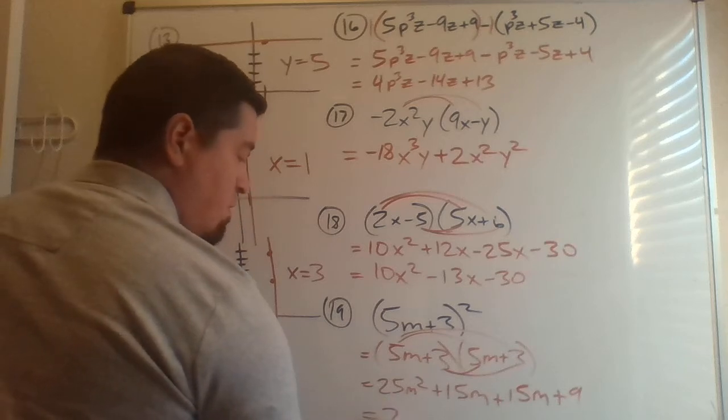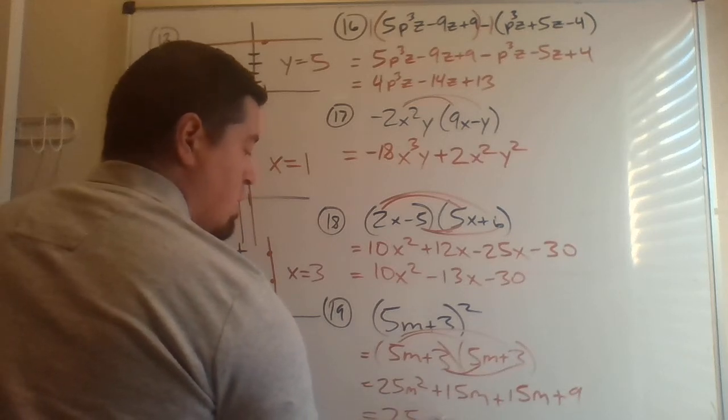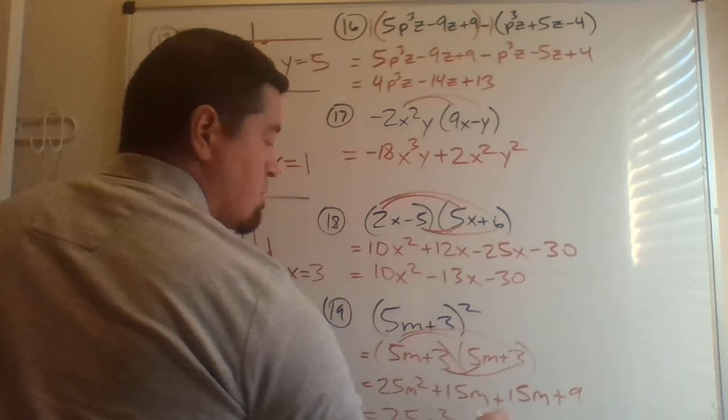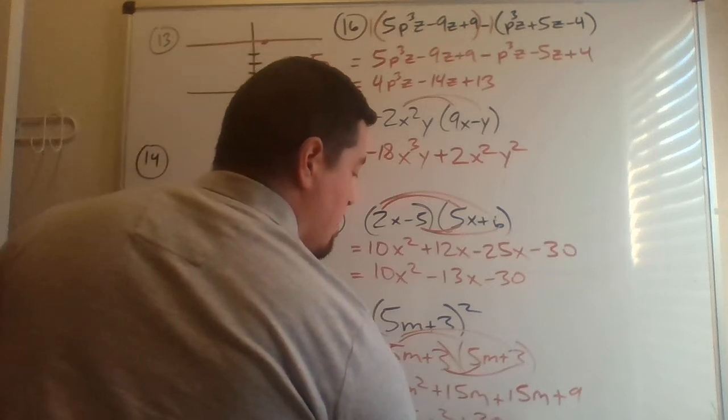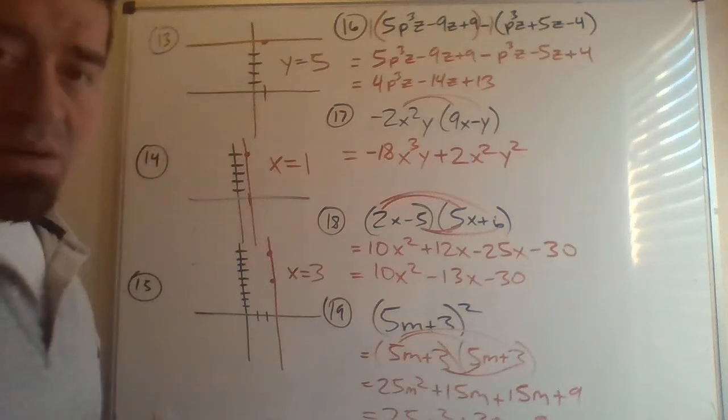So 25m squared. Combine these like terms. 15m plus 15m is 30m plus 9. And that's our answer.